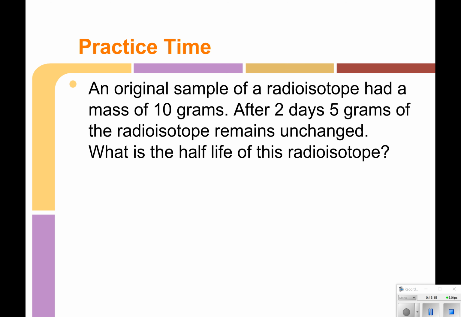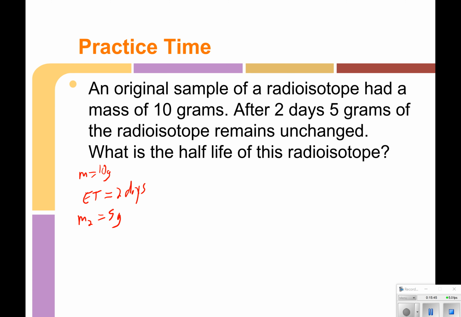For the second one, we have an original sample of a radioisotope that had a mass of 10 grams. So our original mass is 10 grams. After 2 days, 5 grams of the radioisotope remains unchanged. So our elapsed time, or time elapsed, is 2 days. And after that 2 days, we were left with 5 grams.